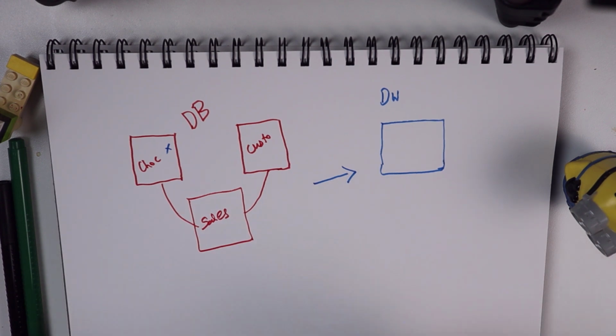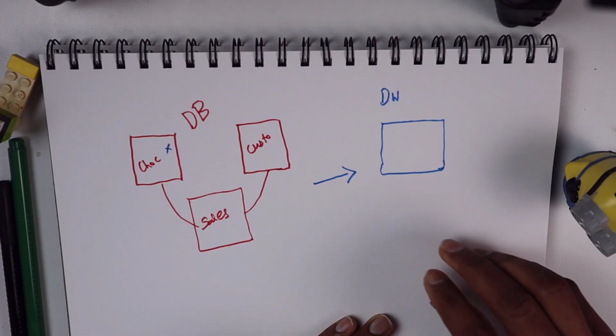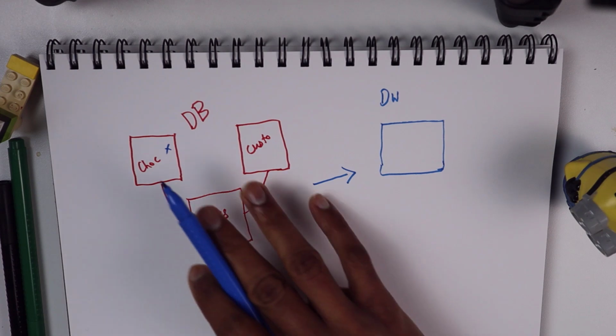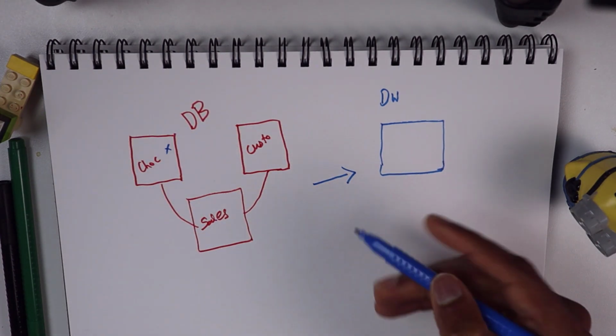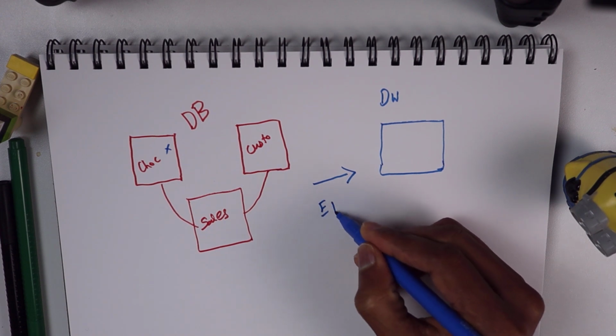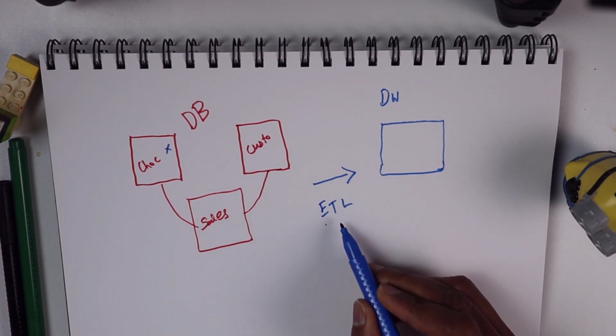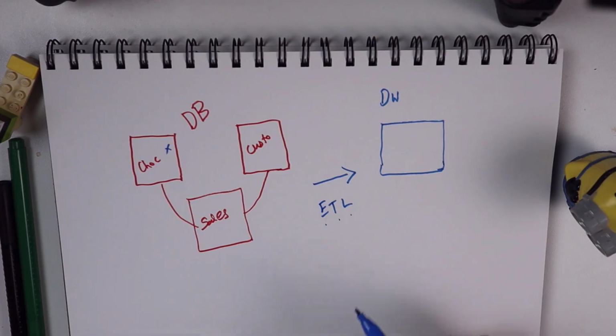One simple way of thinking about data warehouse is it is like a tape recorder that is just recording all the things that happen. This process of taking your database data and then loading it into data warehouse is also called as ETL, extract, transform, load.